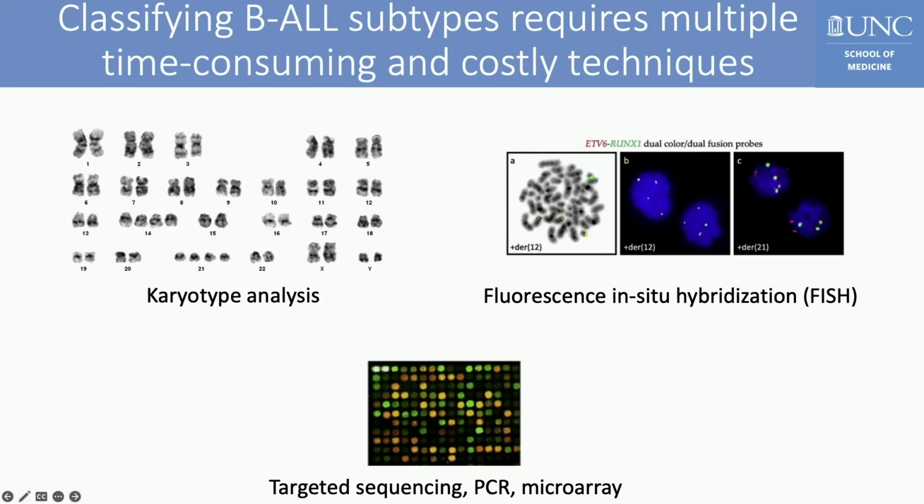Fluorescence in situ hybridization is another clinical assay that is often performed to understand how there might be structural variation at the gene level. So this is a really common way to visualize gene fusions. There are a number of other tests that are really common to detect changes at both the chromosome and gene level. These include things like targeted sequencing, PCR, and microarray.